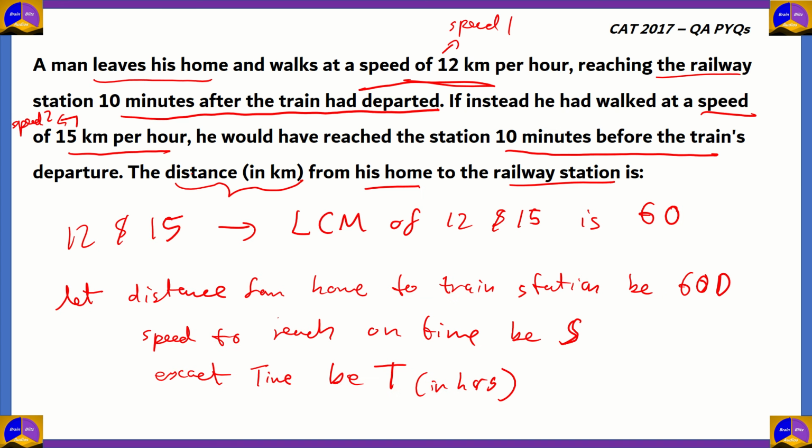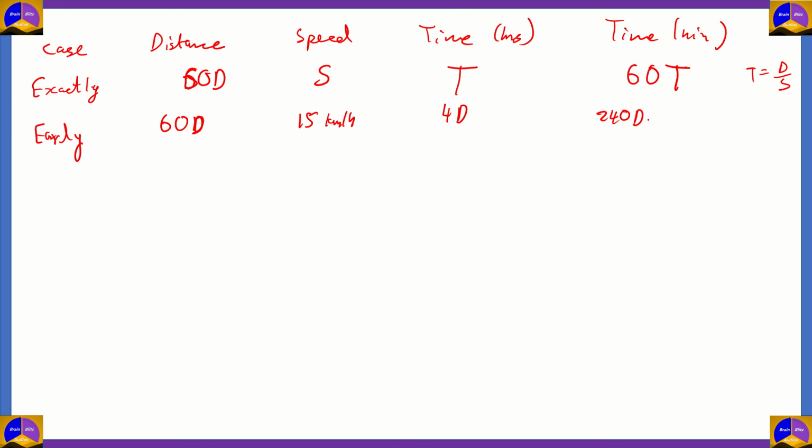Now remember, in the question it says he would have reached the station 10 minutes before the train's departure if he traveled at 15 kilometers per hour. That means 240d will be equal to the exact time, which is 60t, minus 10 minutes. All right, let's consider this to be equation 1.